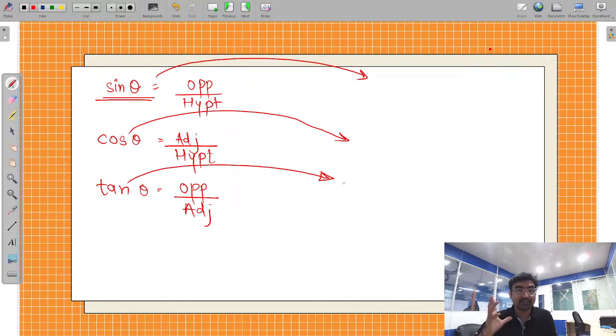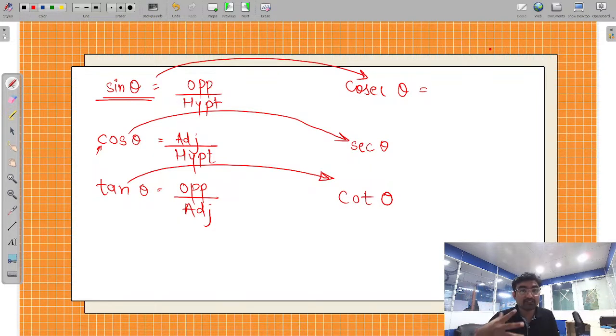Not opposite exactly, I mean reciprocal. What is the reciprocal of tan? It is cot. What is the reciprocal of cos? If it is starting with c, then its reciprocal will start with s, and that is sec theta, correct? And same for sine. If it is starting with s, then its reciprocal will start with c, that is cosec theta, correct? I hope you remember all these ratios, correct? So this was the basic part.